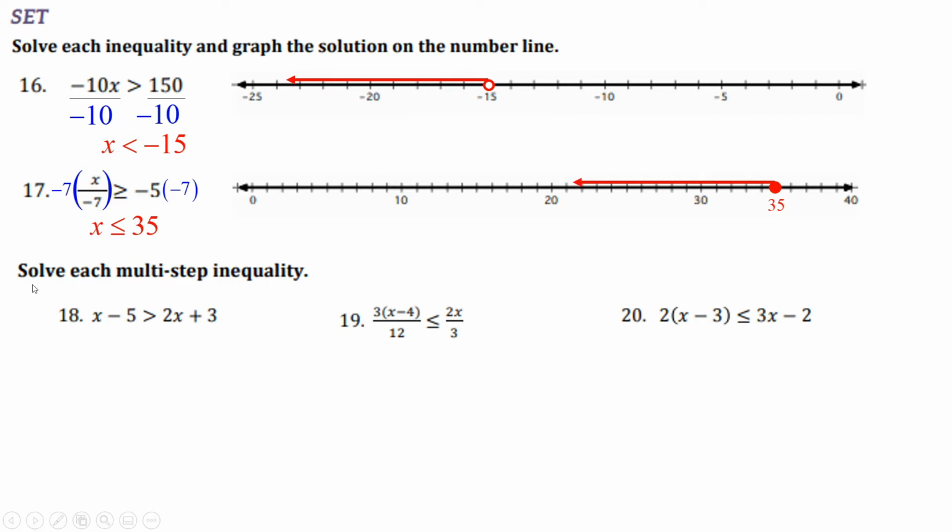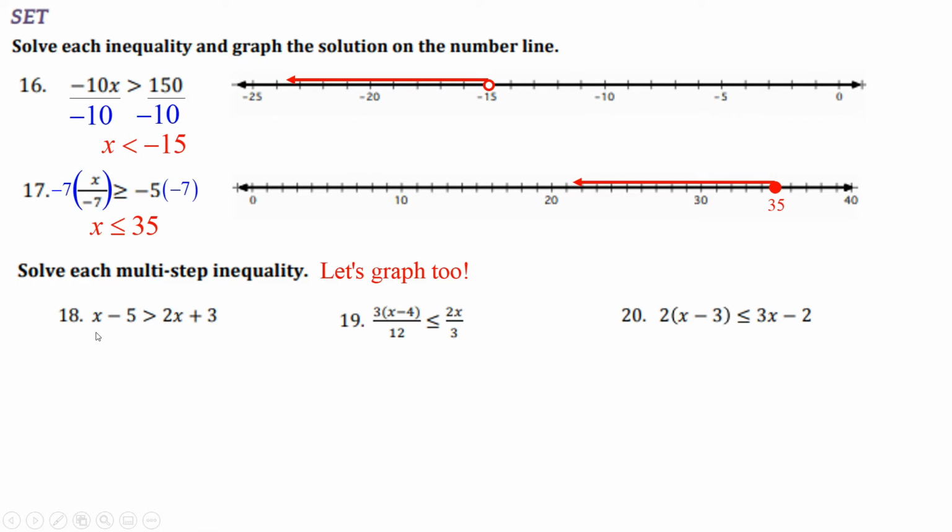Okay, now solve each multi-step inequality. Okay, so we had one-step inequalities here. Now we're going to go multi-step. And you know what? Let's graph them too, because that really gives us a good visual of our solution set. So, oh, I see. Yeah, there's x's on both sides. So, do we want to subtract x or subtract 2x? Because the first thing we want to do is get our x's on the same side.